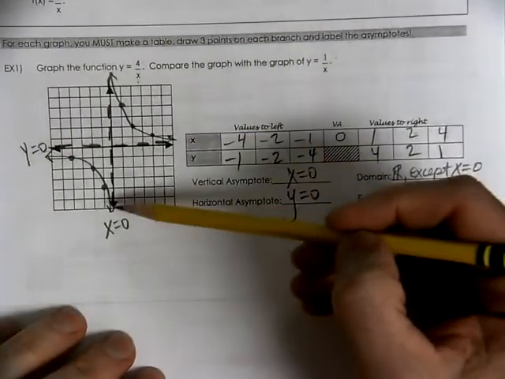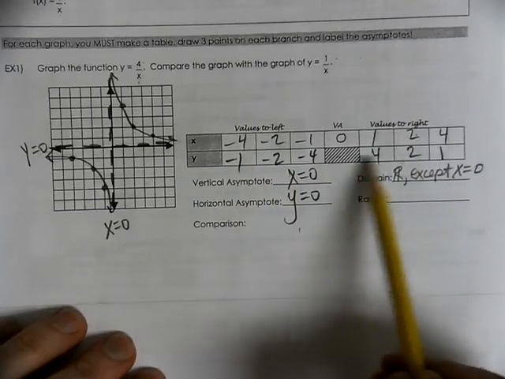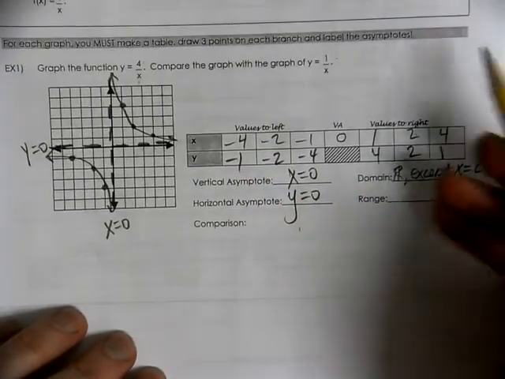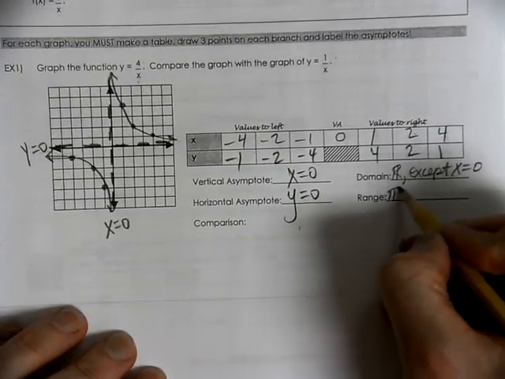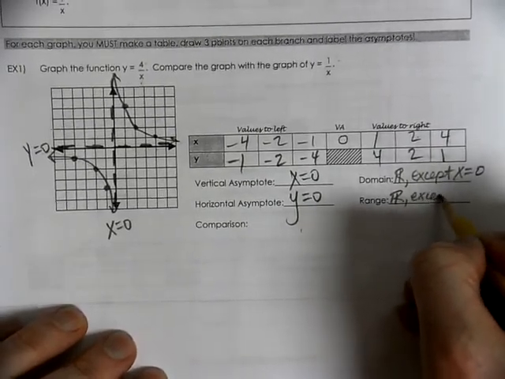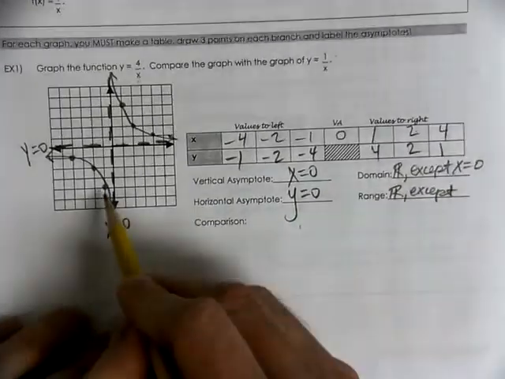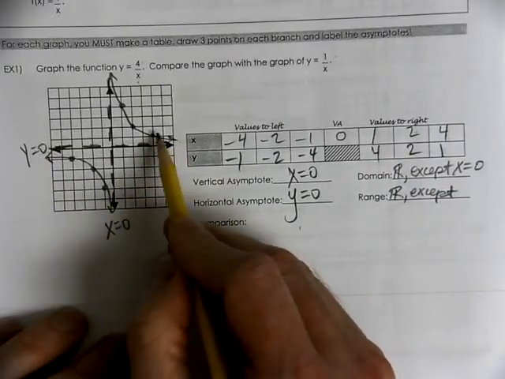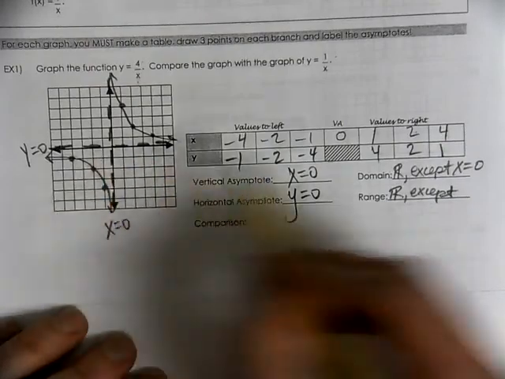The range. Look at what values we get in our y for the table. You can get any number except, noticing on the graph, it never touches the x-axis. It never touches where y is 0.